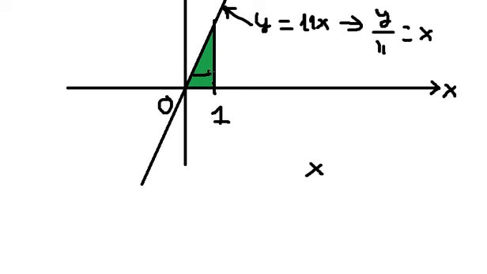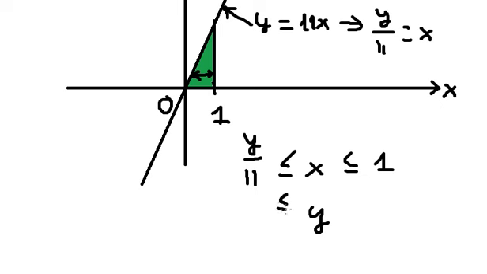So here for x, if we look on the graph, we can see that x is greater than or equal to y over 11 and smaller than or equal to number 1. About y, that is about this one. So when x equal to number 1, y equal to 11 in here. So as you can see that y is greater than number 0 and smaller than or equal to 11.